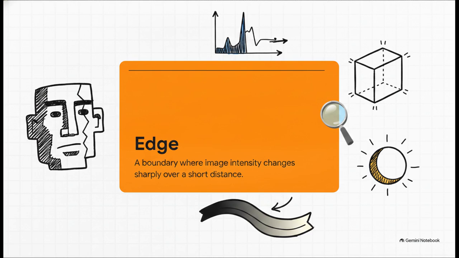To a computer, an edge is basically just a boundary, or a contour, where the image intensity, meaning the brightness or the color, changes super sharply over a short distance. These rapid intensity jumps are absolutely crucial. They give computers structural info. They tell a machine where an object boundary is, or if there's a change in surface orientation, or even just lighting shifts. Without finding these edges, the computer is honestly completely blind to the structure of the real world.